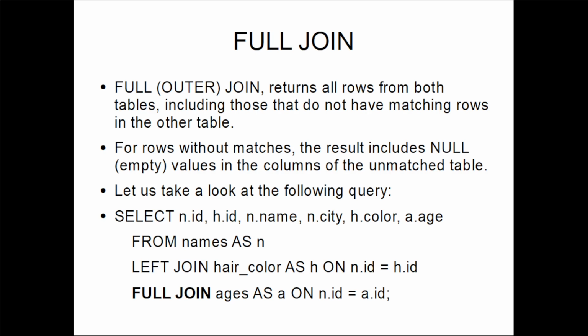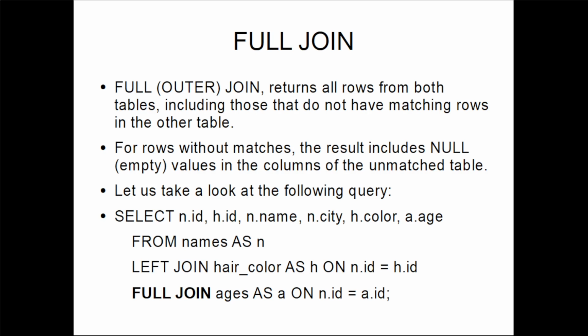Key characteristics. Comprehensive inclusion: unlike inner join, only matching rows, or left join, all rows from the left table, full join ensures no data is excluded, making it ideal for comparing datasets or identifying gaps. Null handling: non-matching rows from either table appear with null in the columns of the table where no match exists. Use full join to analyze discrepancies between tables, such as finding records in one table that do not exist in another, or to combine datasets while preserving all data.